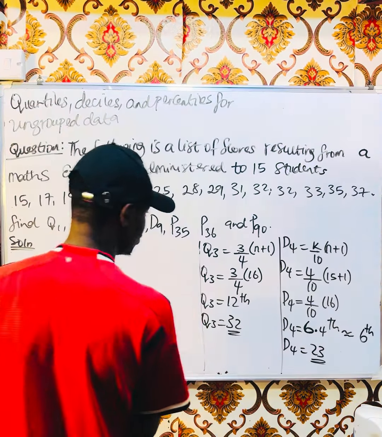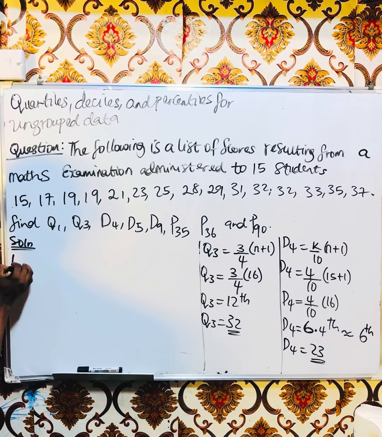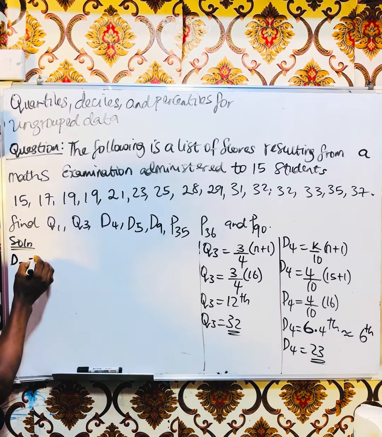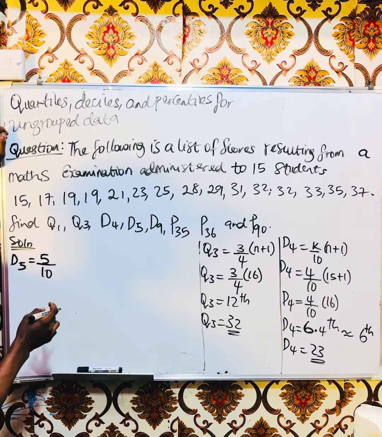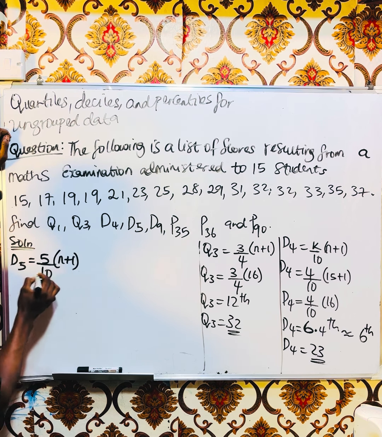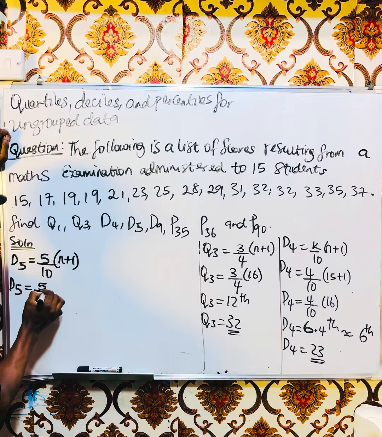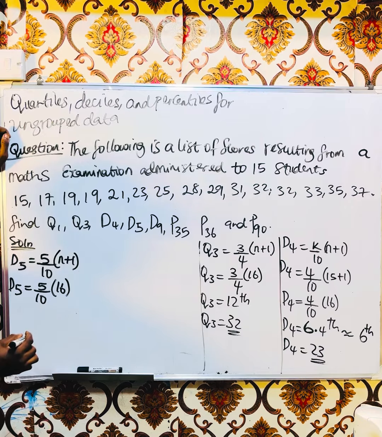So let us continue. We have finished D4, right? So we are going to look for D5. So D5 will be what? Just 5 over 10. That's the 50th decile, right? 5 over 10 times n plus 1, right? So D5 will be 5 over 10 times n plus 1, which is 16, which is 15 plus 1, right?